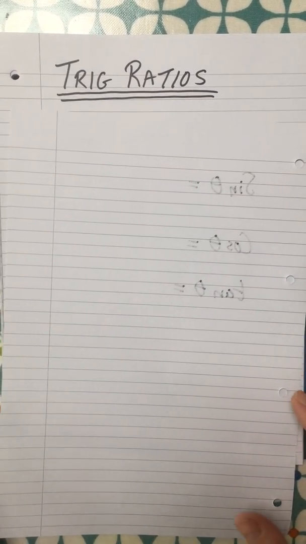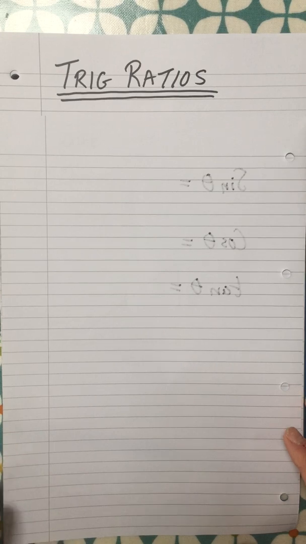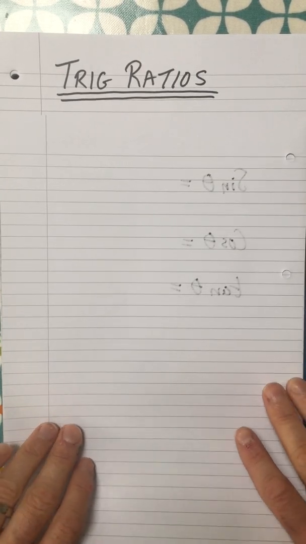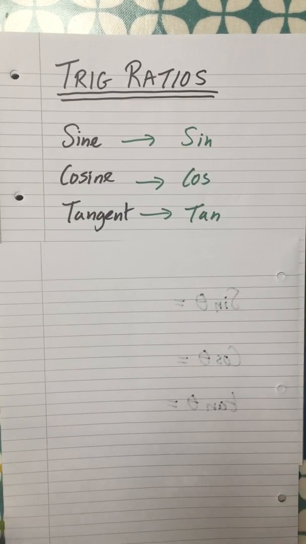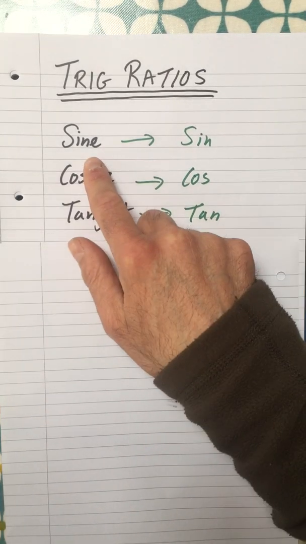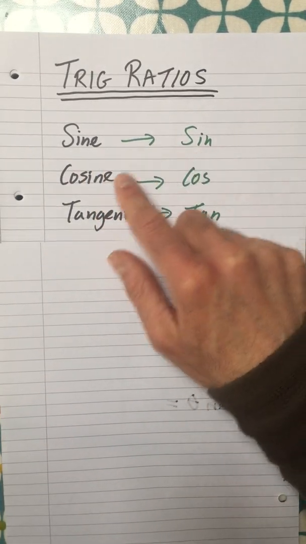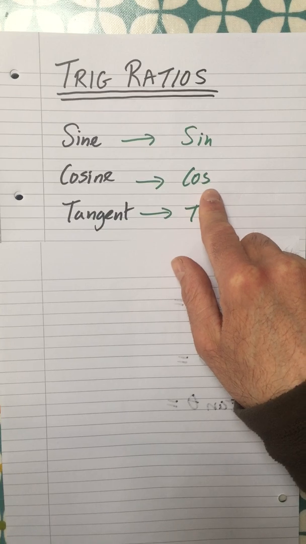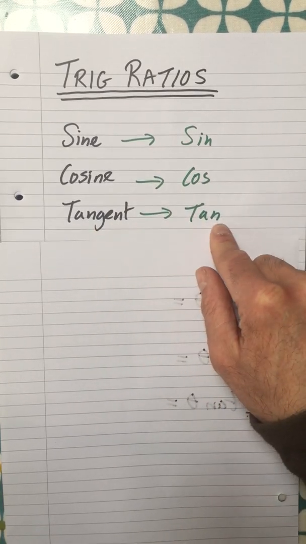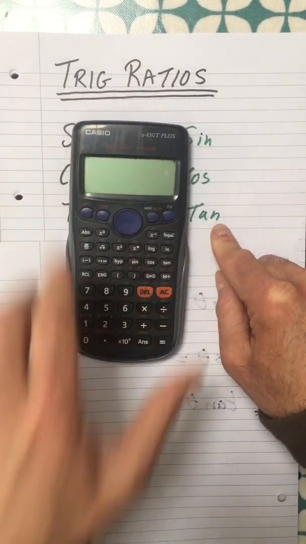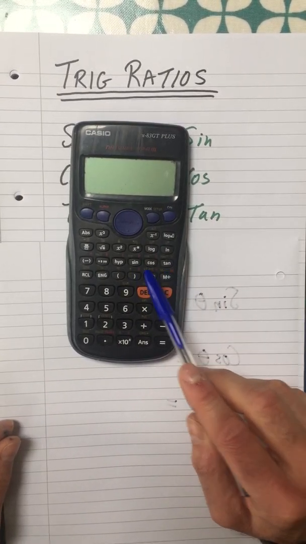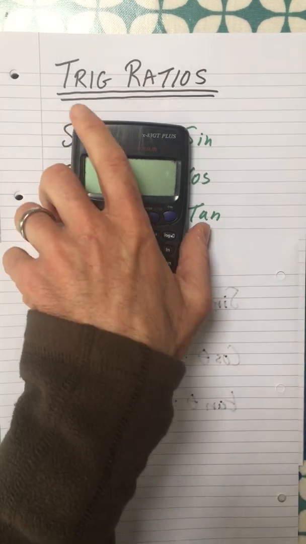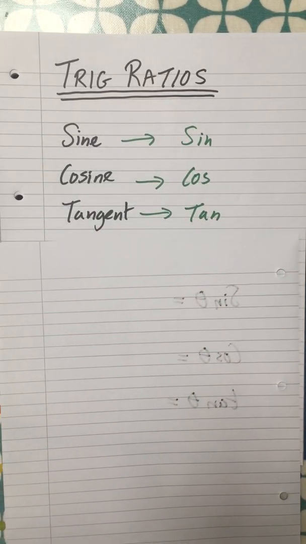In this video, I want to talk about trig ratios in trigonometry. The trigonometry ratios are called sine, cosine and tangent. You may remember this from your junior cert. Sine is sometimes called sin, cosine is called cos for short, and tangent is called tan for short. And indeed on your calculators you will see that there are buttons called sin, cos, tan. So what is sin, cos and tan?